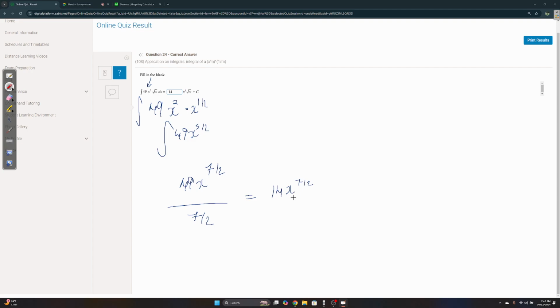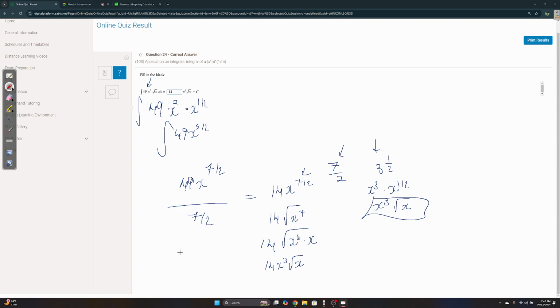But they kept it as a root. So 7 over 2 is the same as saying root x to the power 7. x to the power 7 can be written as x to the power 6 times x, right? So you're going to take x to the power 6 out, divide by 2, it's going to be x cubed root x. Other people do it like this. 7 divided by 2 as a mixed fraction is 3 and 1 over 2. So it's actually the same as saying x cubed times x to the power half, right? So it's going to be x cubed root x. Other people simplify it like this. Okay, whatever you want. So they're not asking about the power, they're just asking about the constant coefficient.